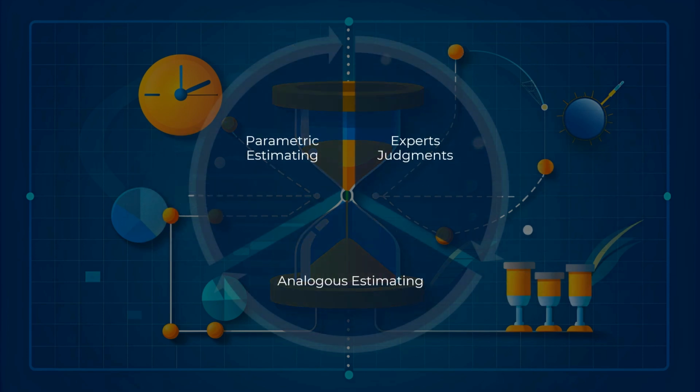In conclusion, each technique for estimating activity durations, expert judgment, analogous estimating, and parametric estimating, has its own strengths and ideal use cases. Expert judgment leverages experience, analogous estimating uses historical comparisons, and parametric estimating applies mathematical models for precision. Understanding when and how to use each method ensures accurate and reliable project scheduling, leading to successful project outcomes.